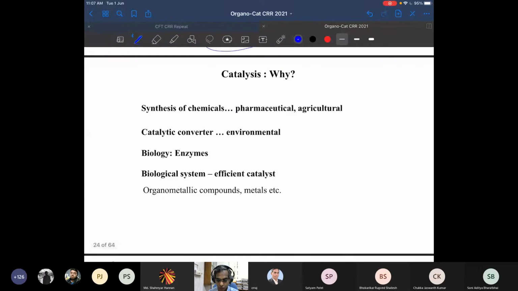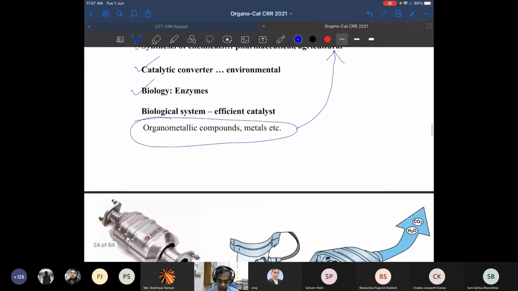Synthesis in the pharmaceutical industry and agriculture, and another one is the catalytic converter, the environmental application. You should be remembering the catalytic converter. One is the synthesis of chemicals; the second one is the catalytic converter. I will show you what it actually means. In biology, the enzymes are the best, efficient catalysts. And what we're going to talk about are the organometallic compounds or complexes, in the case of pharmaceutical or fine chemical synthesis.